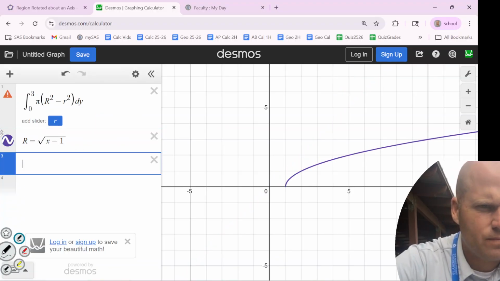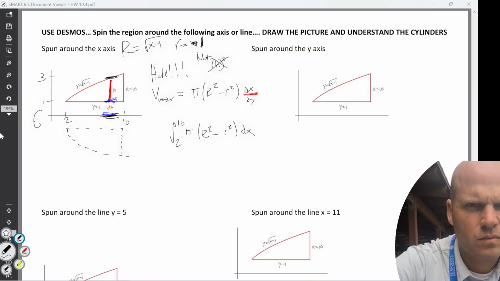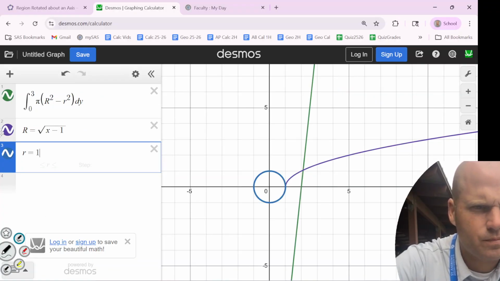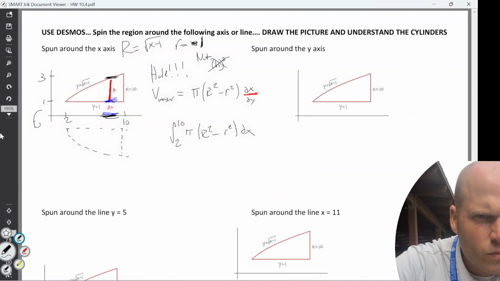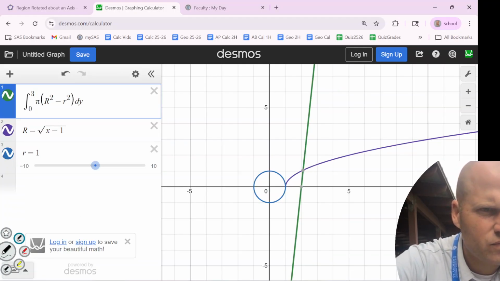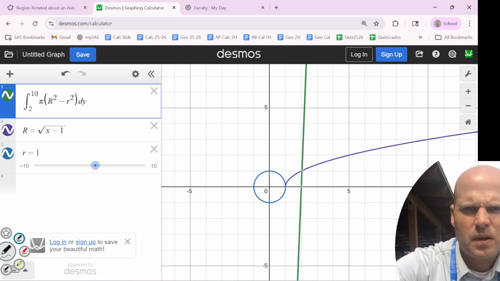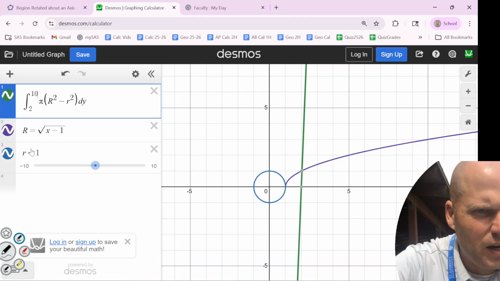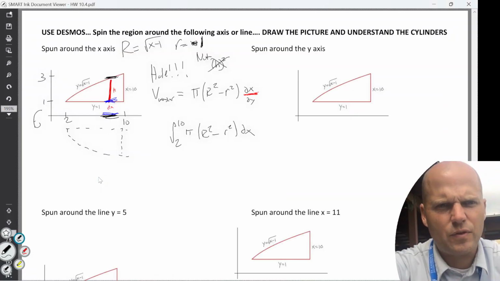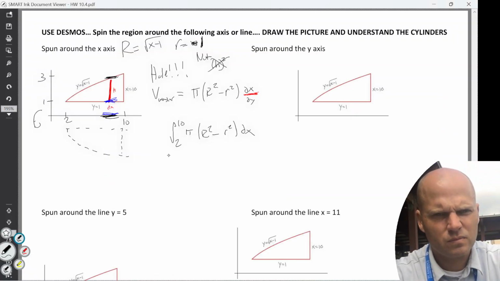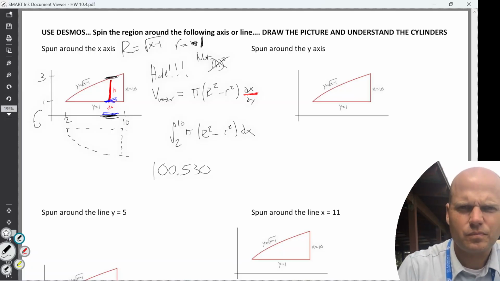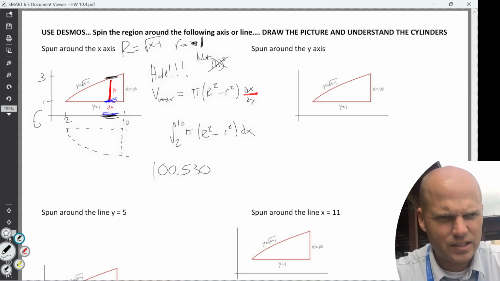Square root x minus 1. 1. 2 to 10. dx. 100.530 units cubed. Spin around the y-axis.